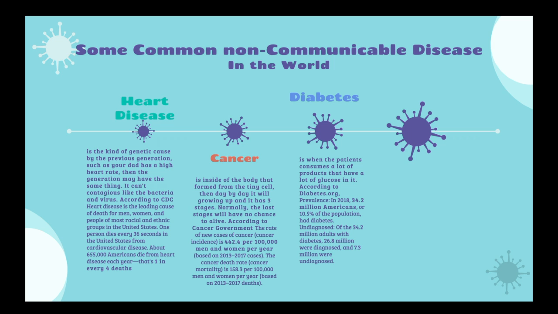And the next one is diabetes. Diabetes is when the patient consumes a lot of products that have a lot of glucose in them. According to diabetes.org, the prevalence in 2018 was 34.2 million Americans, or 10.5% of the population, who had diabetes. Of the 34.2 million adults with diabetes, 26.8 million were diagnosed and 7.3 million were undiagnosed.